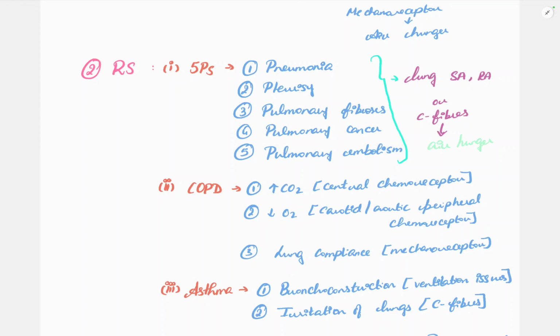So first one, there's going to be an increase in CO2. This increase in CO2, as we saw before, is detected by the central chemoreceptor, right? In the CSF, if there's an increase in CO2 detection in the brainstem, then that is a central chemoreceptor telling the brain that there is a respiratory effort. Second one is decrease in oxygen. So that's a peripheral chemoreceptor in the carotid body or the aortic arch, telling the brain that the body is in need of air. Third one is lung compliance.